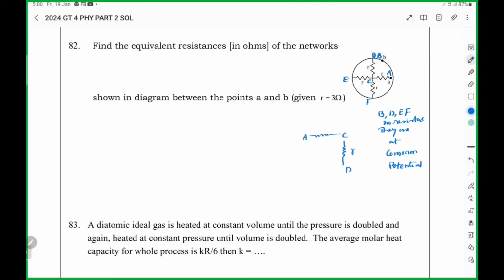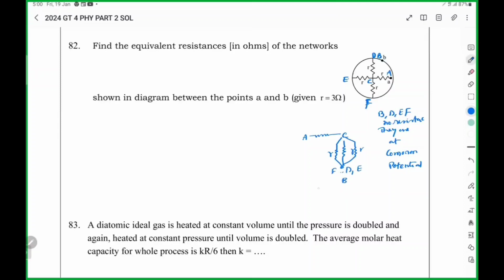So there is another resistance because D and E are at the same potential, I can take another resistance. Between E and F also at the same potential, I will take F also, same thing, like this. Now this is B, F, D, all are the same.